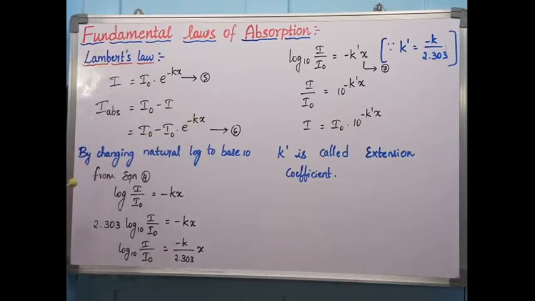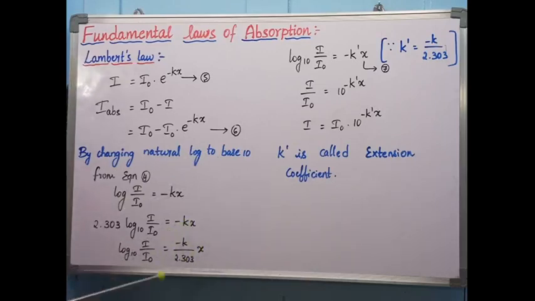So now I'm taking equation 4 again. Log I by I naught is equal to minus kx. To this equation I'm changing the natural log to base 10. So 2.303 log 10 I by I naught is equal to minus kx. If this 2.303 comes this side, then the equation becomes log 10 I by I naught is equal to minus k by 2.303 into x.